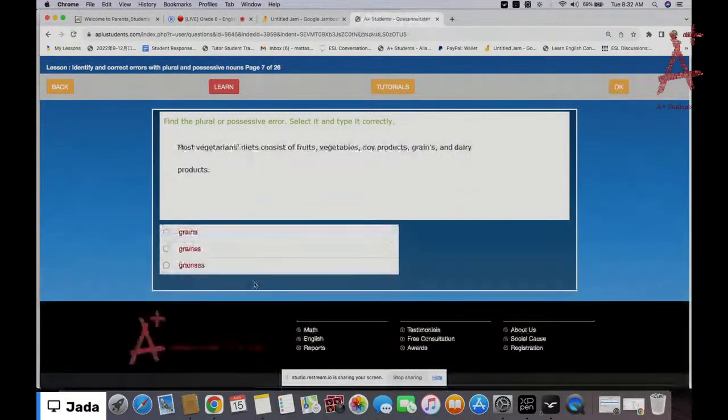Most vegetarians' diet consists of fruit, vegetables, soy products, grains, and dairy products. We already talked about this during the tutorials, and grains should be plural, not with an apostrophe, not made possessive.